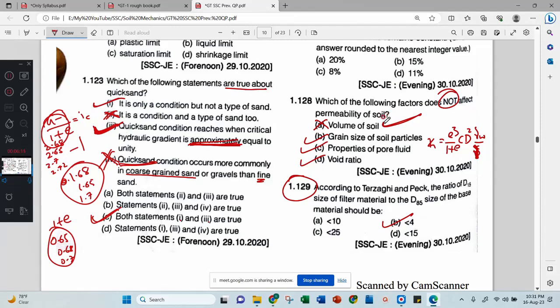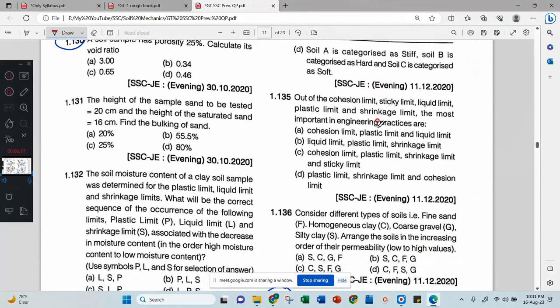Okay. Next, the height of the sample sand to be tested is 20 centimeter and height of the saturated sand is 16. Find the bulking of the sand. C.